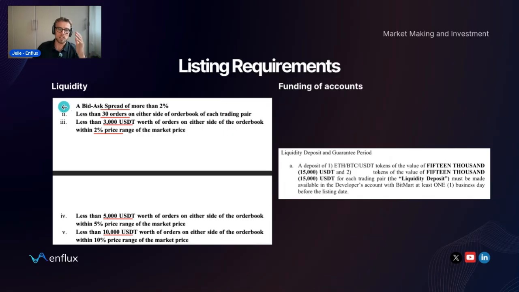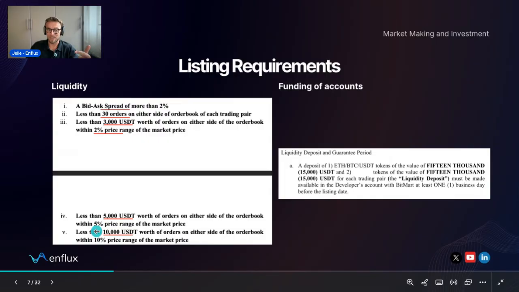So generally what it looks like, you need to have a good spread, is what they say. You need to have more than 30 orders on the book. There needs to be more than $3,000 within 2% of the price. And if you watched the previous webinar, we dove into those numbers. You need to maintain this, or the market maker needs to do that. They also say within 5% of the price, there needs to be $5,000, and within 10% of the price, $10,000.